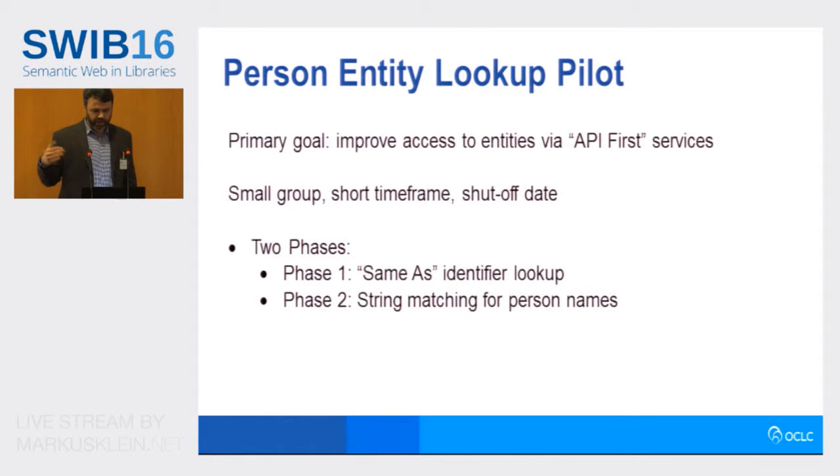The pilot that we ran against these person entities had a very short time frame. We did it basically in October to February, and then we had a sharp cutoff. We actually shut the service down after that time frame. It had two phases, the first one being just a same-as identifier lookup, very simple. A second phase was much more involved and involved string matching for person names. We realized going into phase one that everybody really, really wanted the stuff in phase two, but we had to work towards that. We couldn't offer it all immediately.